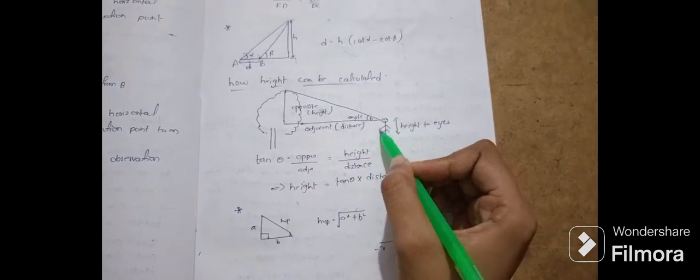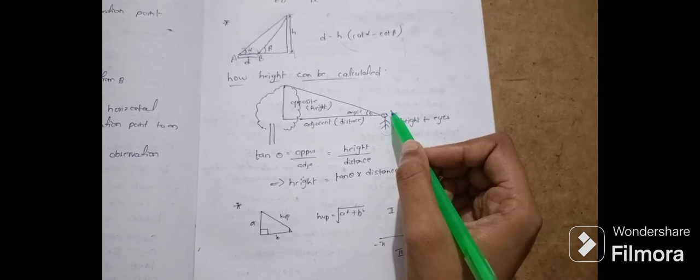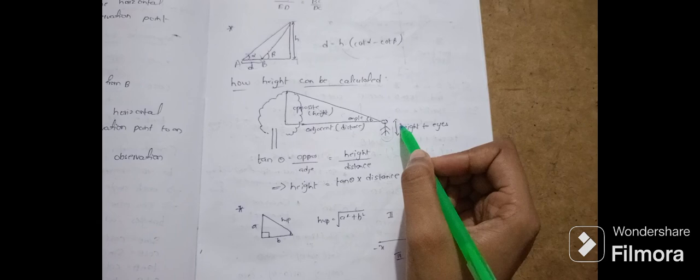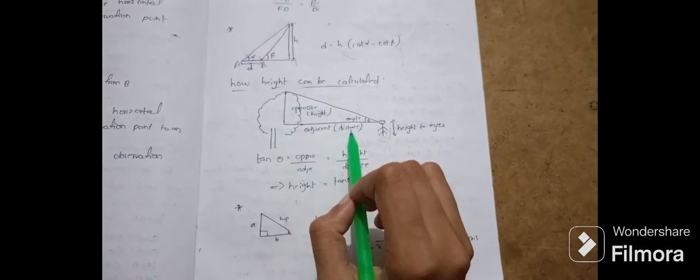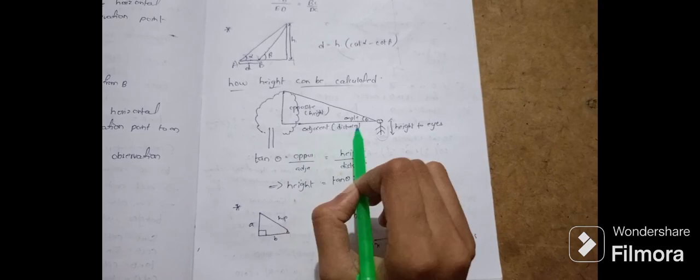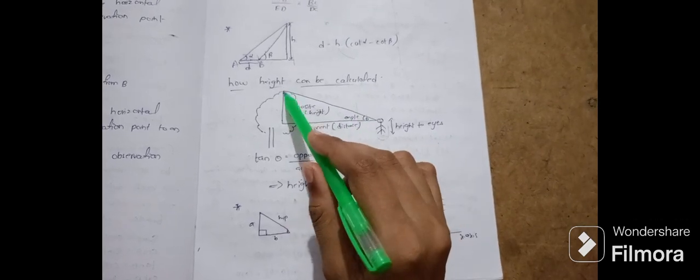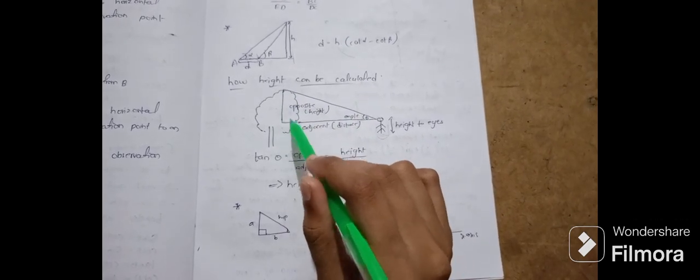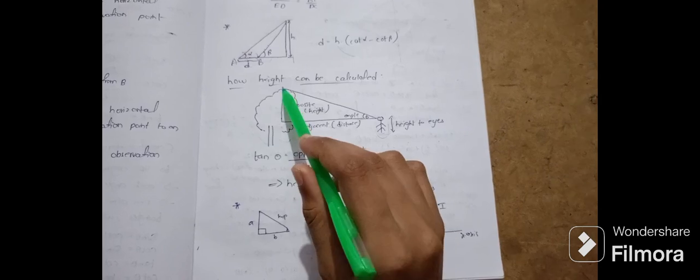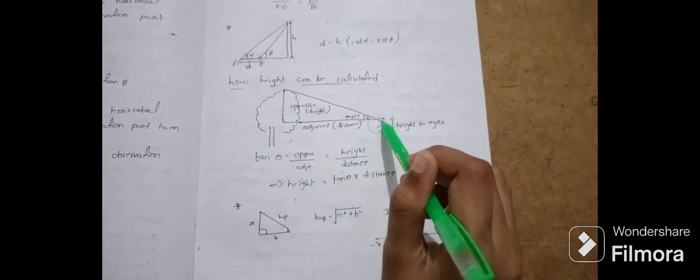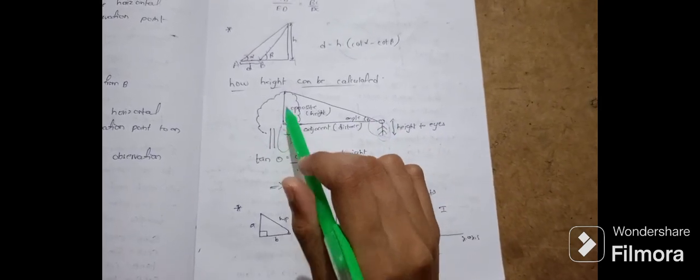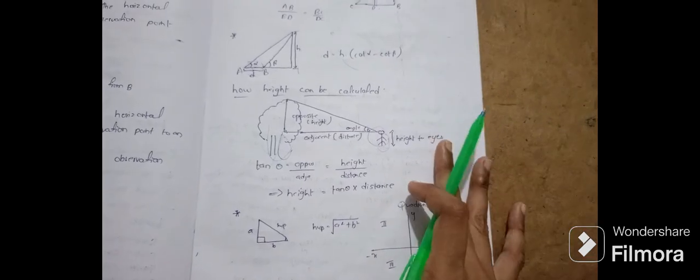Sometimes we need to consider our own height also, because our eye will not be at ground level, right? So just understand this concept here. It is considered as distance and it is considered as height. The total height of the tree or object is this one plus the height of the man. So the total height will be this.